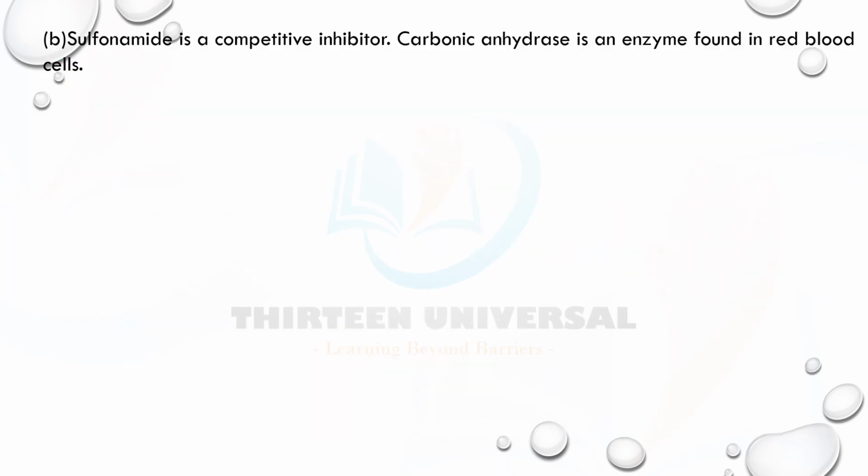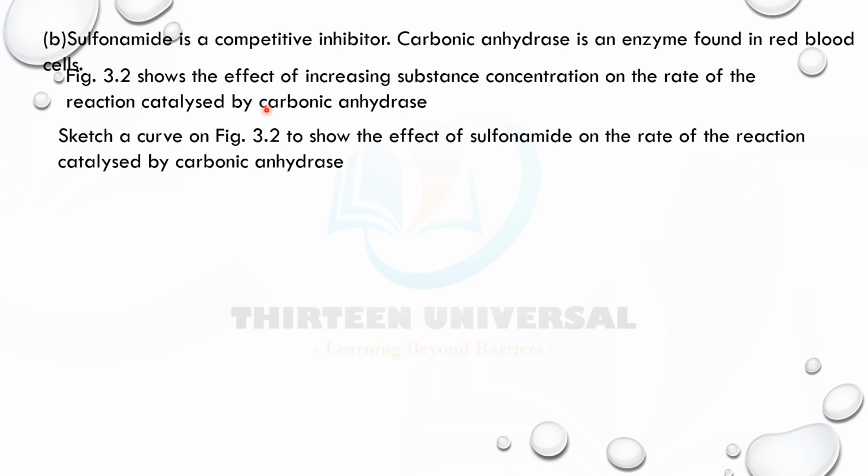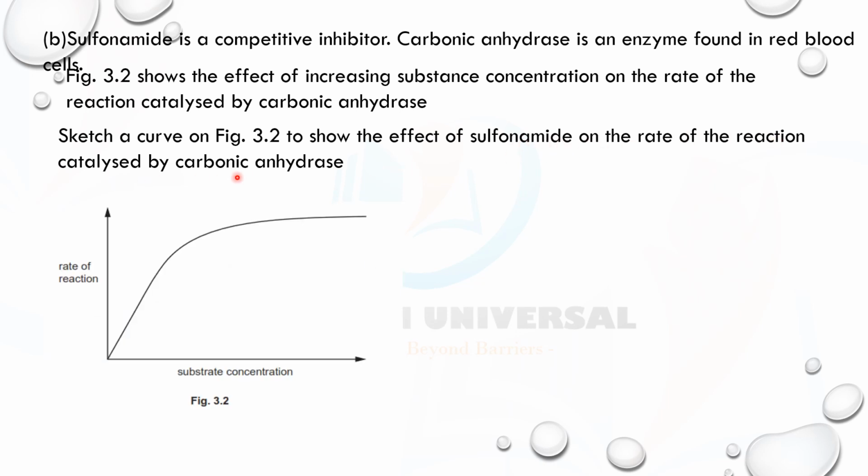Okay, let's move to the next question. Sulfonamide is a competitive inhibitor. Carbonic anhydrase is an enzyme found in red blood cells. Fig 3.2 shows the effect of increasing substrate concentration on the rate of reaction catalyzed by carbonic anhydrase. Sketch a curve on Fig 3.2 to show the effect of sulfonamide on the rate of reaction catalyzed by carbonic anhydrase. Guys, I want you to sketch it on the graph. What do you think is the answer?